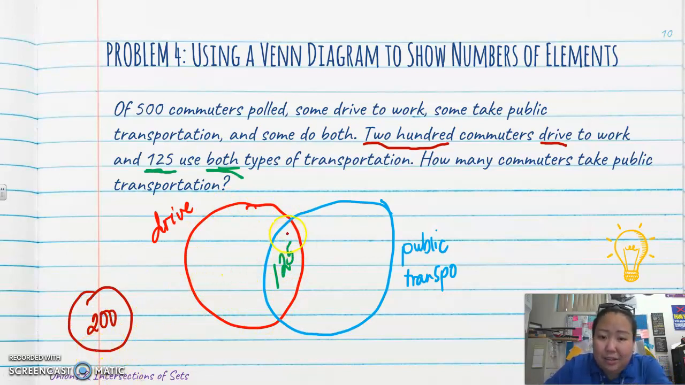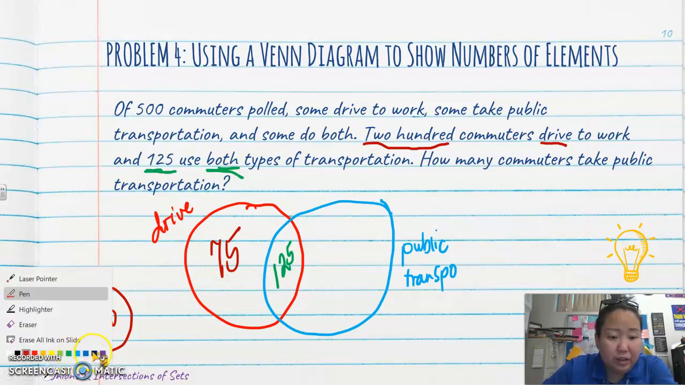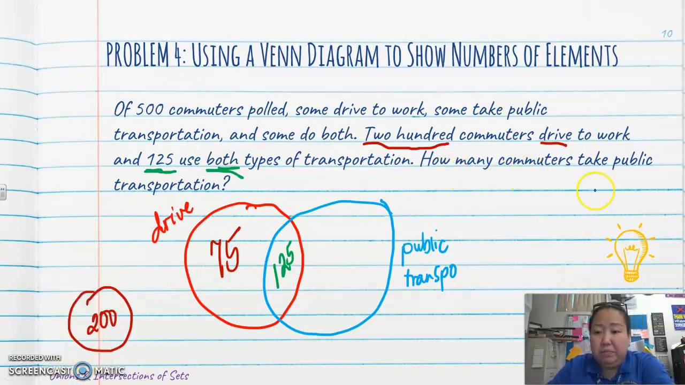But as you can see, a little part of the circle is already labeled as 125. So what is the remaining part of the circle? So if there's a total of 200 for the whole circle, 125 of it is already mentioned. So we know that the remaining part is 75. Okay? So that's a total of 75. Got it?